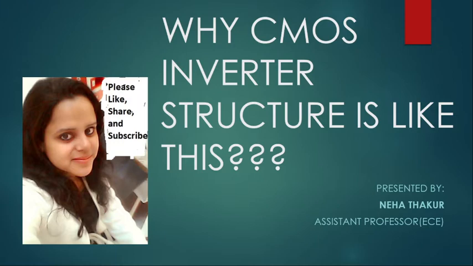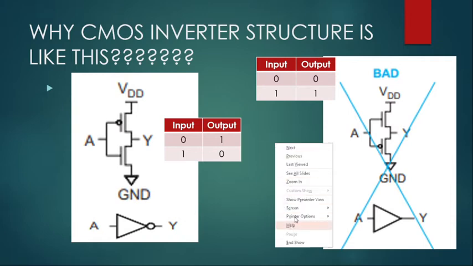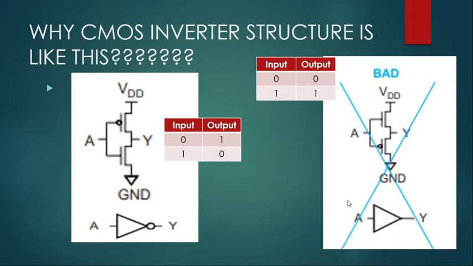Today in this video I am going to discuss a very important concept about the CMOS inverter, and that is about its structure, why it is actually like this. Have you ever wondered why we always use the pull-up network as PMOS and the pull-down network as NMOS, or why we cannot use NMOS at the top of PMOS for making the CMOS structure? So now in this video I am going to clear this concept.